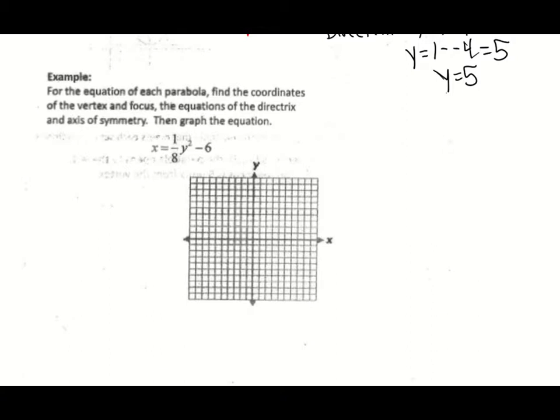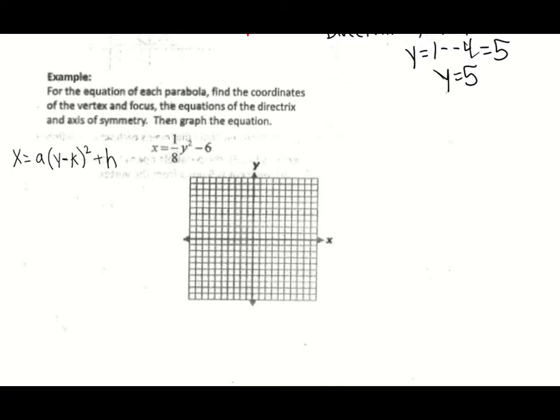Okay, in this example, our equation is x equals. So that means our parabola is either going to open up left or right. Using our x equals equation, we know that our equation looks like this. We have x equals a(y minus k) squared plus h.